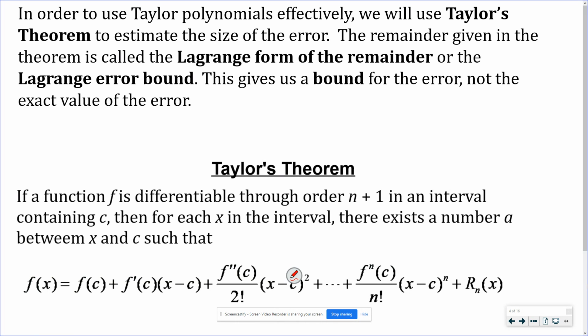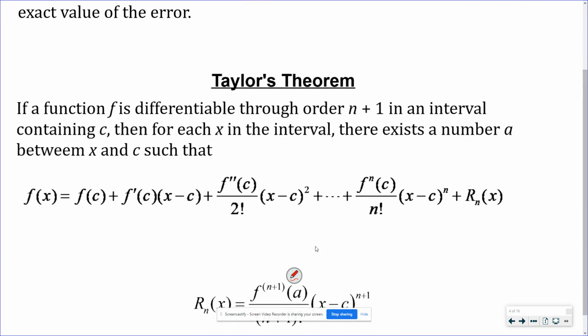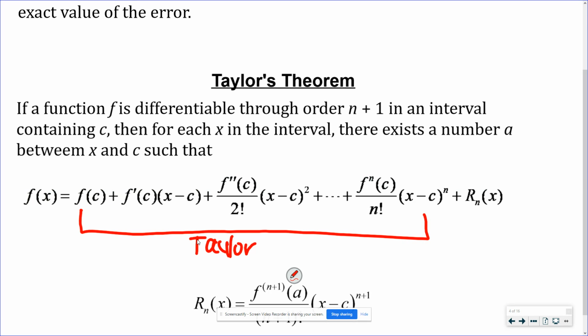So what we're going to be doing today is finding the exact error in a Taylor polynomial and finding the remainders in the Taylor polynomial. We're going to use Taylor's theorem to help us do that. Taylor's theorem says that if you have a function that's equal to a Taylor polynomial, which all of this here is, then that Taylor polynomial plus the leftover stuff, which we call the remainder, is equal to the function.